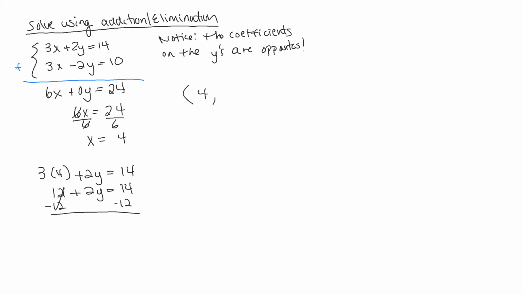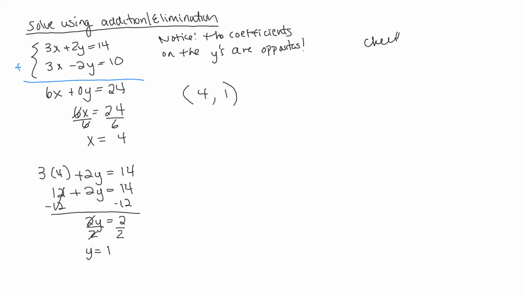So 12 minus 12 is 0. 0 plus 2y is 2y. And then 14 minus 12 is 2. And then finally, to get y by itself, I'm going to divide by its coefficient. 2 divided by 2 is 1. 1 times y is y. And then 2 divided by 2 is 1. So we at this point think our solution is 4, 1, but we definitely want to check.